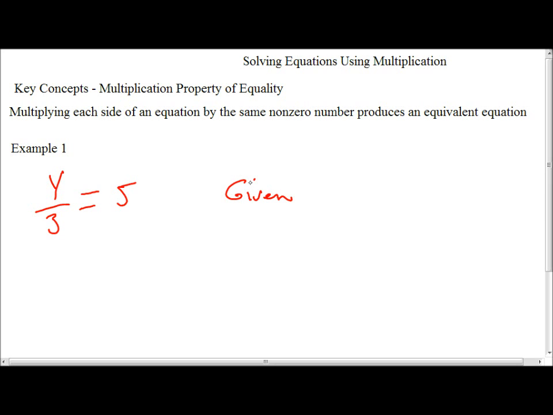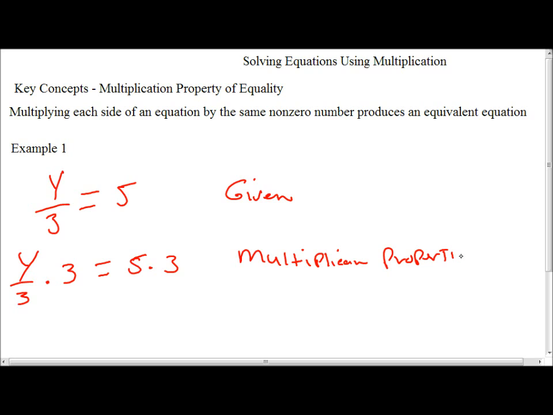And here we want to multiply both sides by 3. So this will be y divided by 3 times 3 is equal to 5 times 3. And we are multiplying both sides by 3 to undo the division. And this is called the multiplication property.